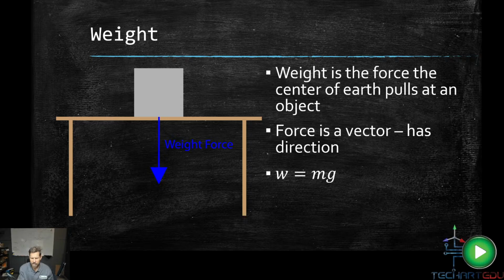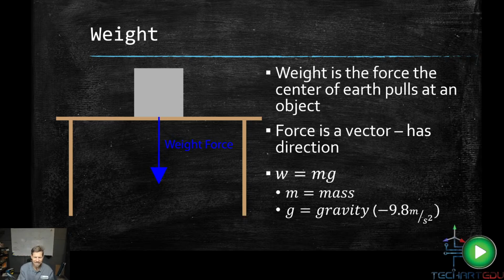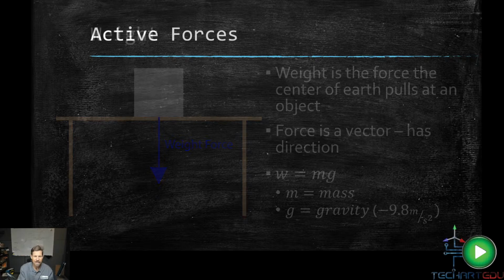Okay, and so the weight force equals mass times gravity. So that's Newton's second law, remember? It's mass times acceleration. That's force. Okay, so weight equals mass times gravity. Gravity is an acceleration. That's right, gang. All right. Okay, we've got that. Mass and gravity of 9.8 meters per second.